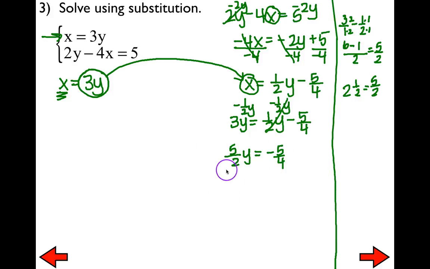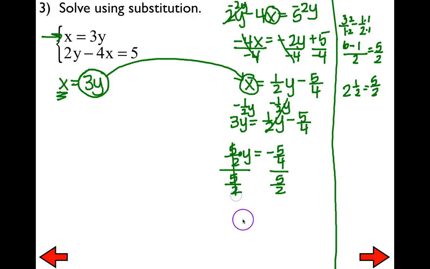So you notice I've been doing this here. 5/2 y means 5/2 times y. So this is going to be helpful for you to understand, oh look, it's just multiplication, so the inverse of that would be to divide both sides by 5/2.